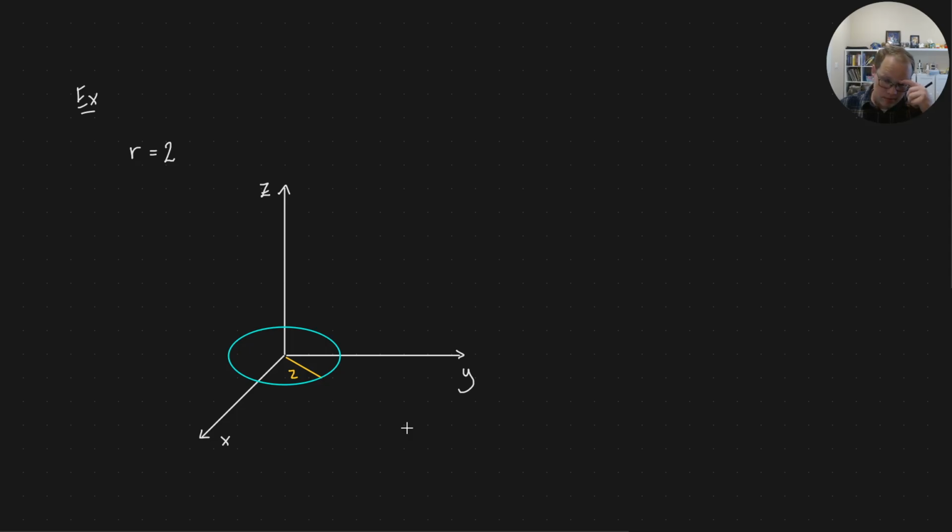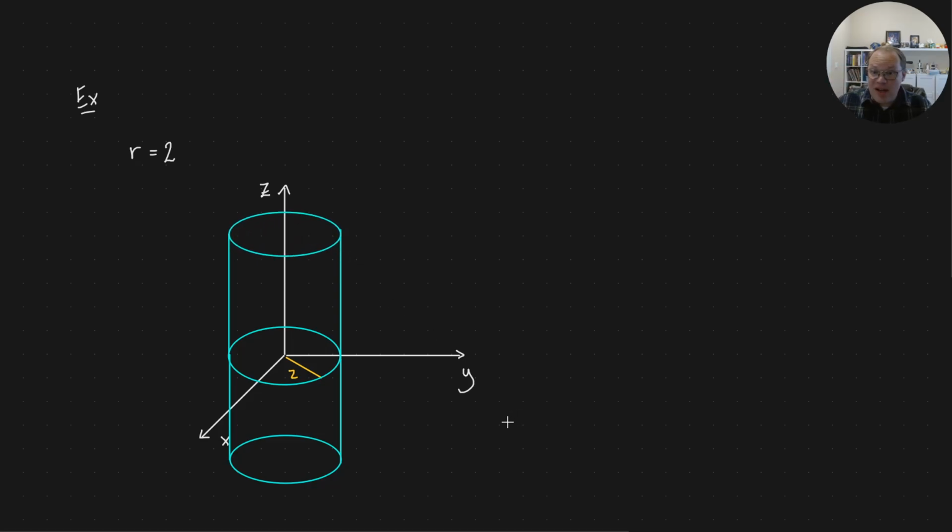Similarly, z could be anything. There are no restrictions on z. So once I'm on this circle, I could go up or I could go down wherever I want to be. I just have to stay 2 units away from the z-axis. And so I end up getting a cylinder, right? We can express the equation of a cylinder, of course, in rectangular variables, but this is such a nice form for the equation of a cylinder. It's such a simple equation.